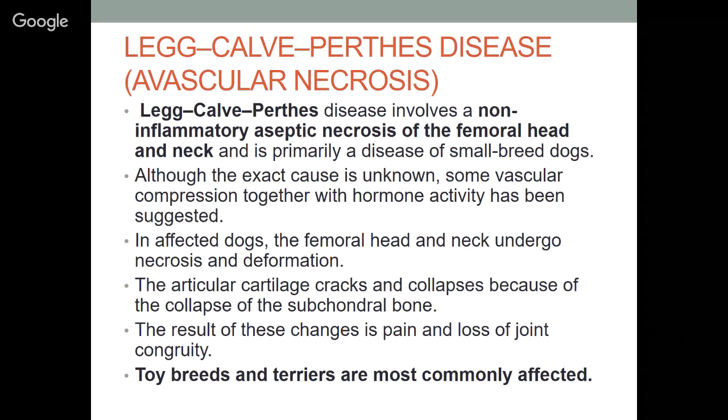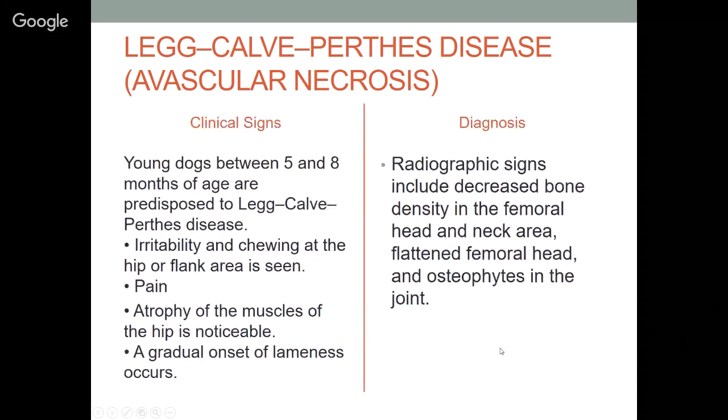The articular cartilage cracks and then collapses because of the collapse of the subchondral bone, and that is painful, and the joint won't be able to be used normally. We'll see this in toy breeds and terriers most commonly. Clinical signs: it affects young dogs between 5 and 8 months of age. They're predisposed to Legg-Calvé-Perthes disease.